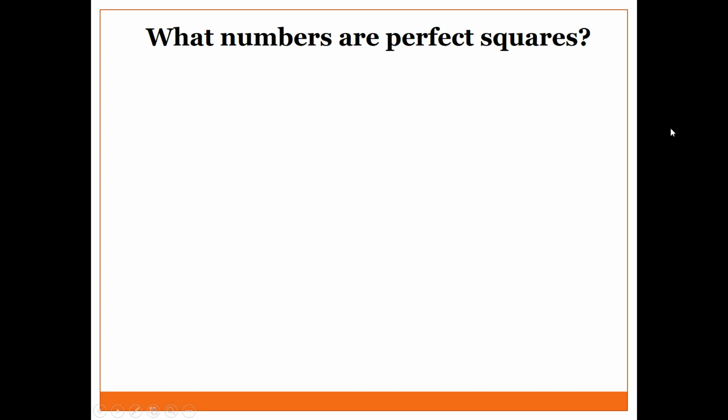So, perfect squares, the list like 1 times 1 is 1, 2 times 2 is 4, 3 times 3 is 9, 16. 5 times 5 is 25. See if you can list these. And we have 36, which is 6 times 6. 49, which is 7 times 7. 64. 81. 100. We keep going.